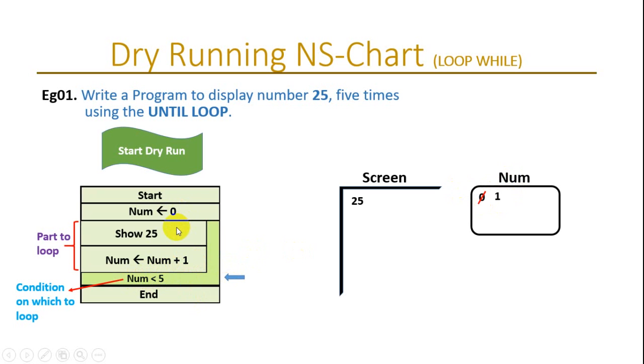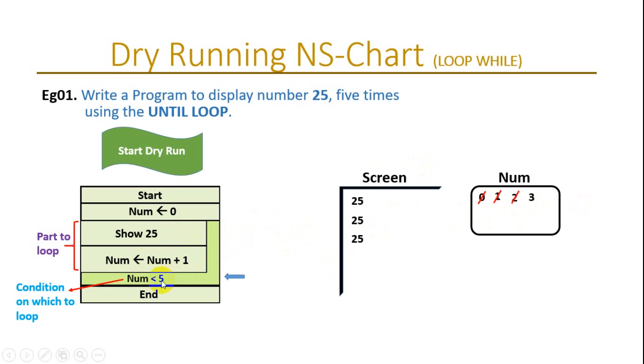Instead, it goes to the beginning of the loop, which says show 25. So again, 25 is shown. Then go to the next line. Increment num by 1. So num will become 2 now. Then go to the condition. Is it less than 5? Yes, 2 is less than 5. So again, beginning of the loop, show 25. So 25 appears here. Go to the next line. Increment num by 1. So num becomes 3.